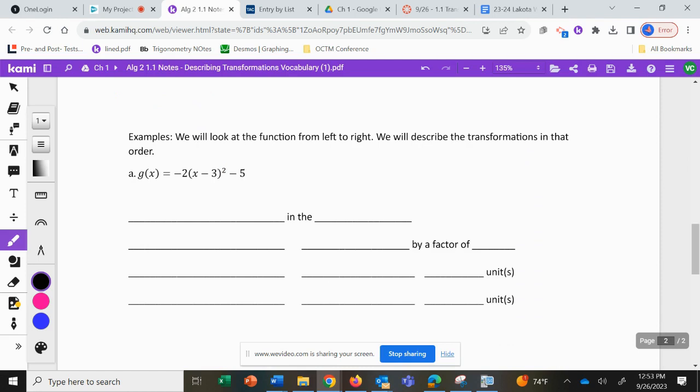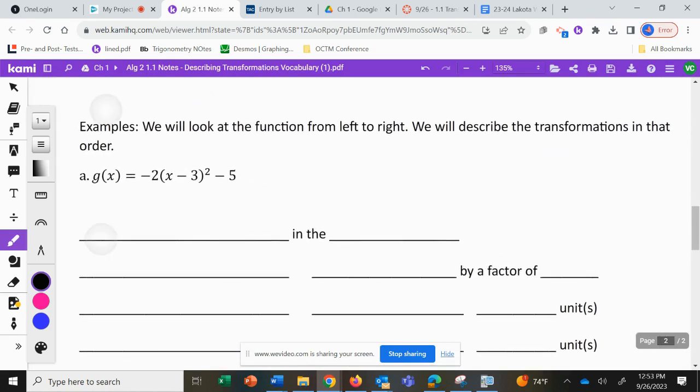What your assignment looks like is I'm going to give you an equation. You're going to describe all of the transformations. I wrote this here. I don't think I wrote it on the assignment page, but it says we will look at the function from left to right. We're going to describe the transformations in that order. That's so when you go on Canvas and have to do it on a quiz, it's the same as it's been in homework. So make everything exactly the same, so it's not like all of a sudden you've never seen this before.